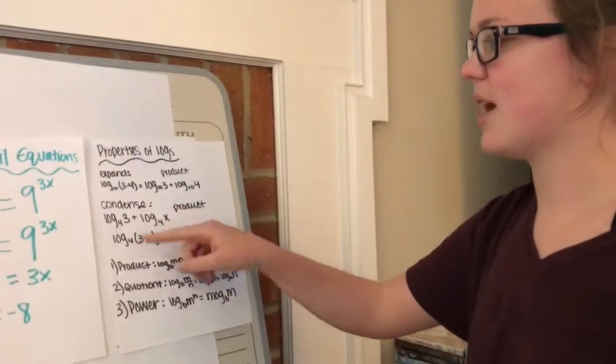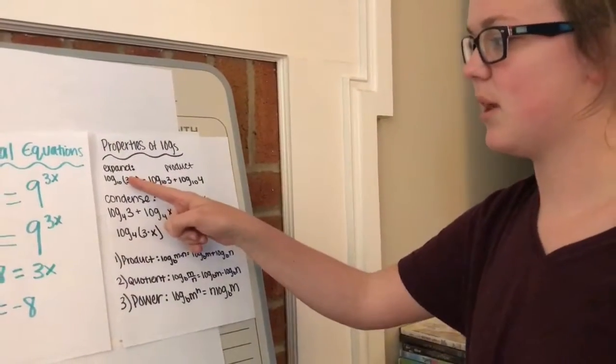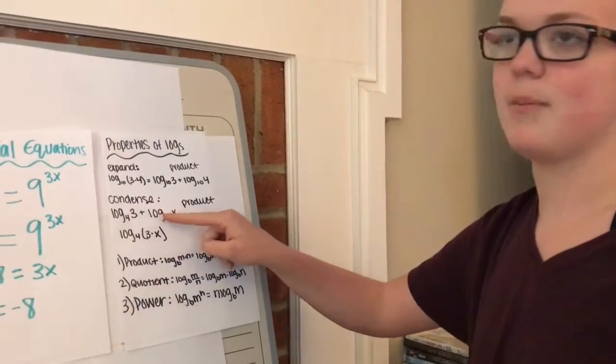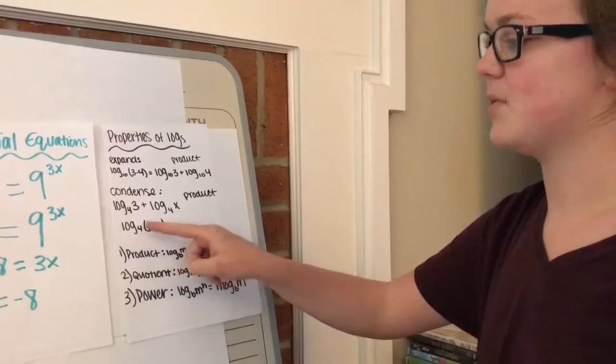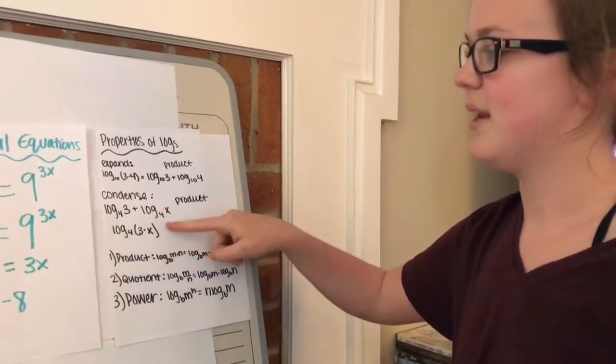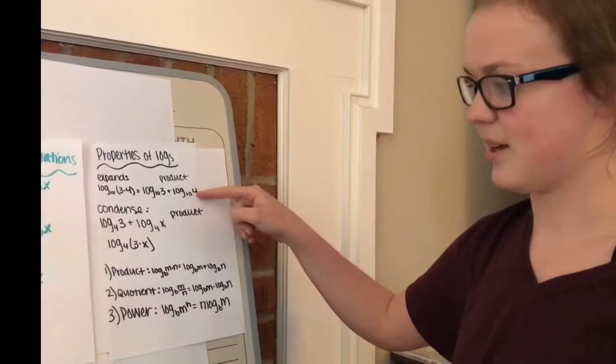For condensing, you're trying to get this formula back down to this formula, and we know that with adding you would multiply, so it would be log base 4 of 3 plus log base 4 of x, and that would be log base 4 of 3 times x. When you're subtracting, you would divide, and when you're dividing, you would subtract on this side.